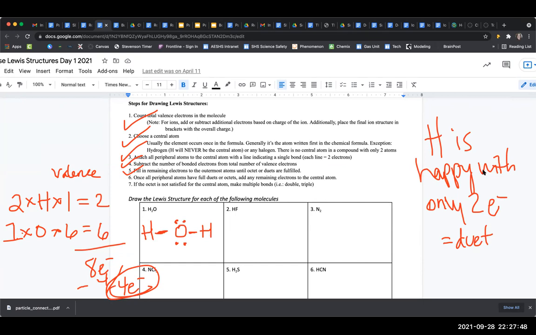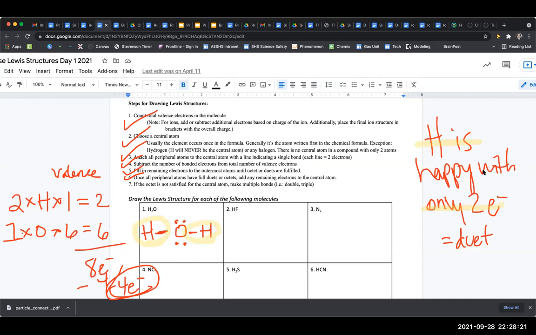Because the next step says once all peripheral atoms have fulfilled octets or duets, any remaining electrons go on the central atom. Then it says if the octet's not satisfied for the central atom, make multiple bonds. So in this case, when I check, and I'll use a different color, the hydrogens are happy with 2. We said over here, this hydrogen has 2 from the line, because remember, if they're in between the 2 elements, they're shared. This hydrogen has 2 as well.